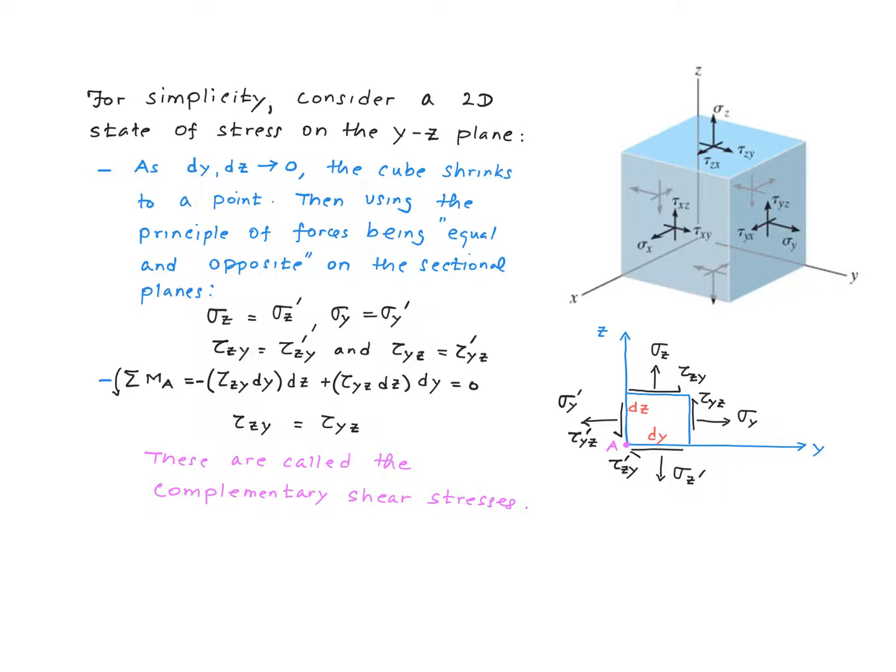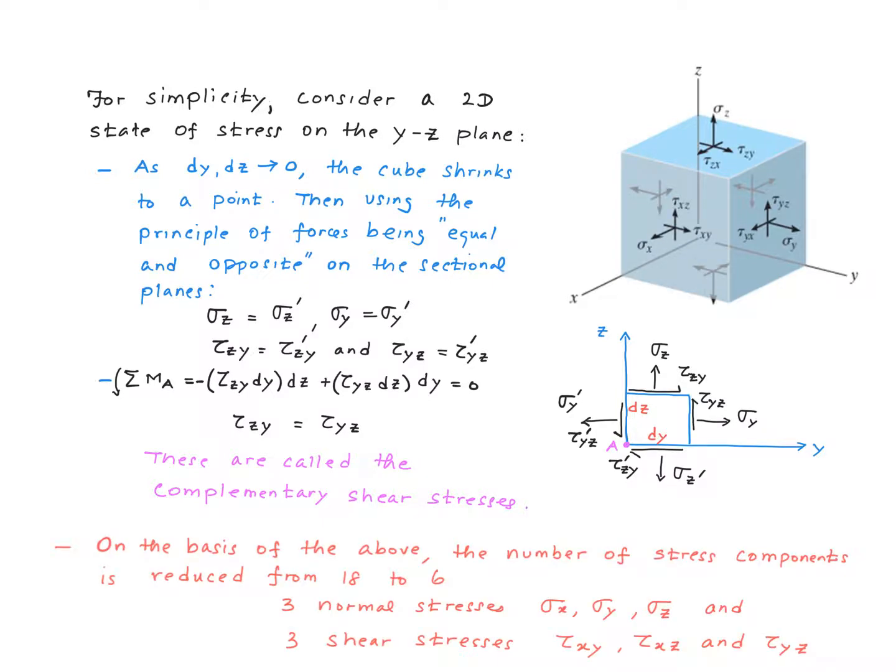And therefore, the moment of the force corresponding to the stress would be tau zy multiplied by dy times dz, which is the moment arm of that force. All right, now you get the idea, right? So this leads to this conclusion. That is, tau zy equals tau yz. And these are called the complementary shear stresses.